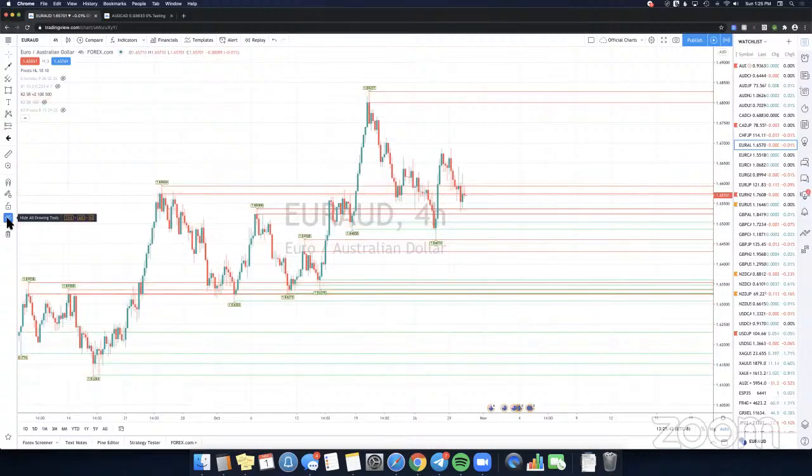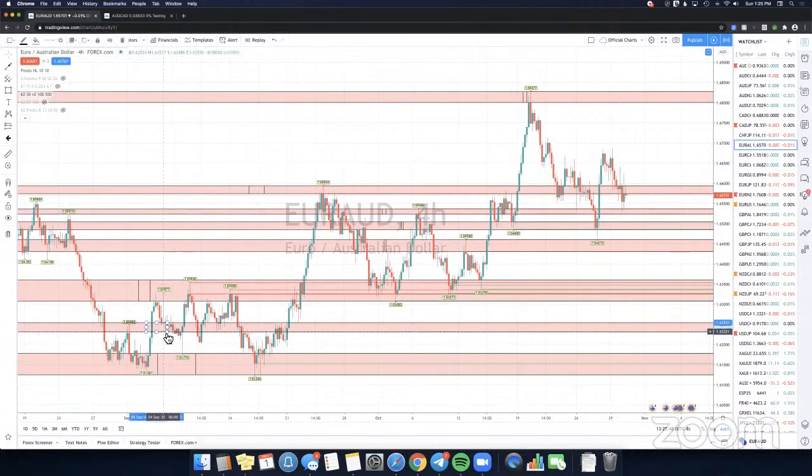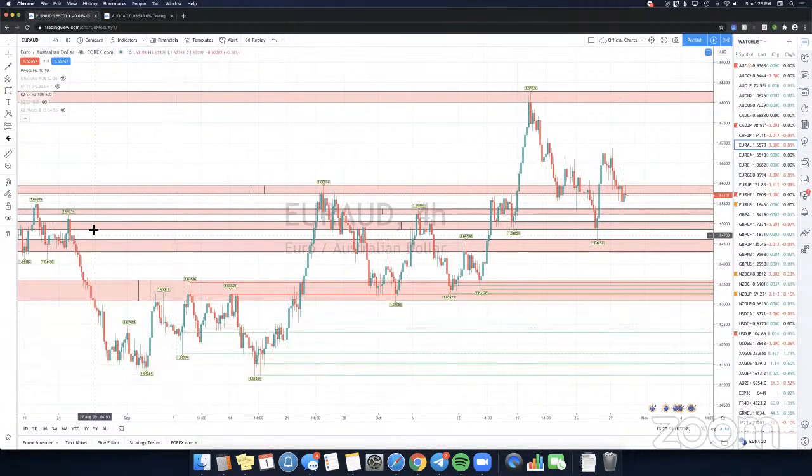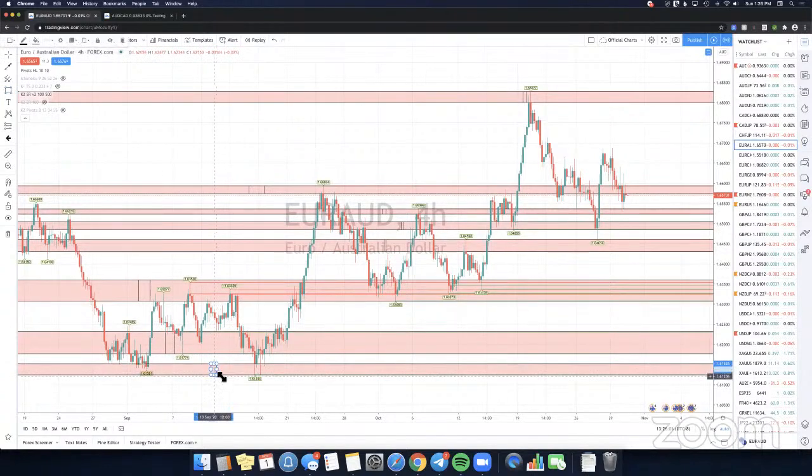So no need to redraw these zones. Okay, hold up. So this zone right here is a little different. So let's delete these two. I'm just gonna redraw these zones. It's kind of relevant because price is way up here, but we're just gonna redraw them anyways. So we got that lower zone right there. And then we got another lower zone right here.